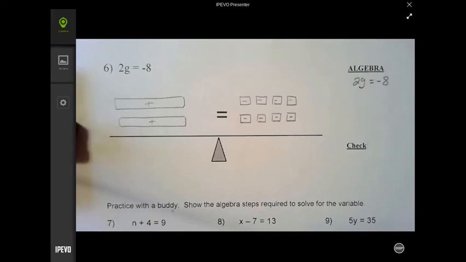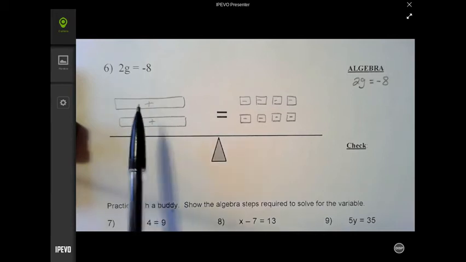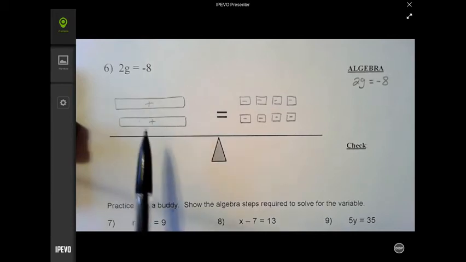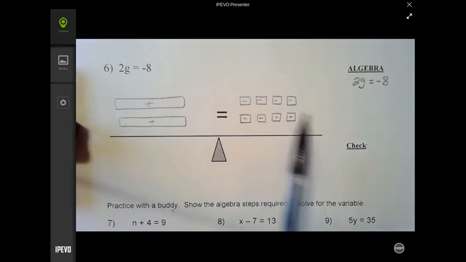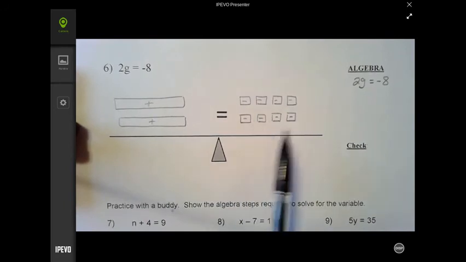In question 6, I've already drawn the picture, so I'm going to encourage you to pause the video and draw this picture as well. Our goal is to try to figure out the value of 1g, okay? You can see our variables are already alone here on the left-hand side. We have 2g equals on the other side, -8. There's 8 negative squares there, okay?